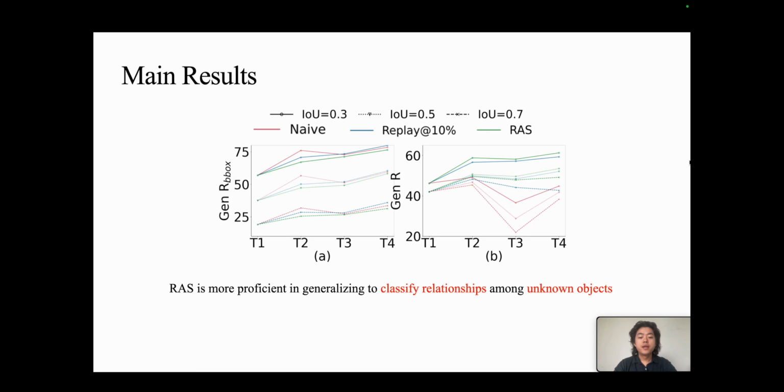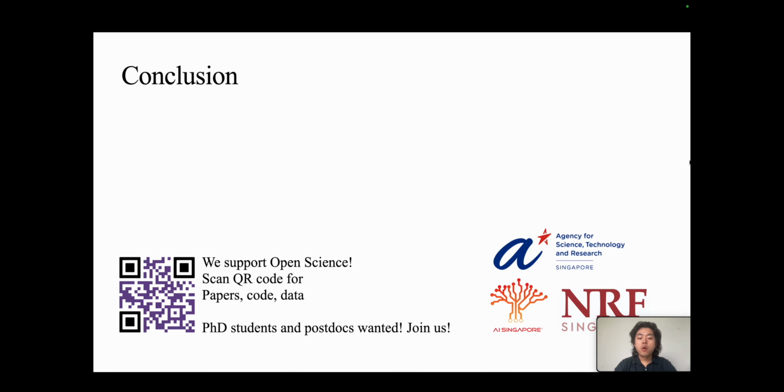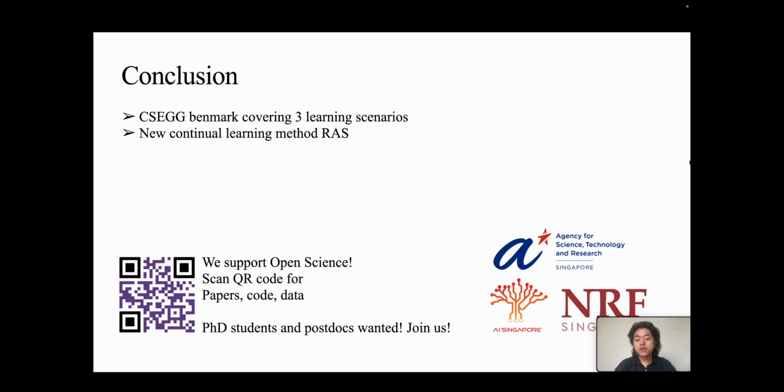In scenario 3, as pointed out by the red arrows, we can observe RUST is more proficient in generalizing to classify known relationships among unknown objects. In this work, we propose the first benchmark to address continual learning in scene graph generation, covering 3 learning scenarios. We propose a new method using symbolic replay to generate synthesized images in a balanced distribution. We compare RUST against 8 baselines using 2 SGG models under 3 scenarios.